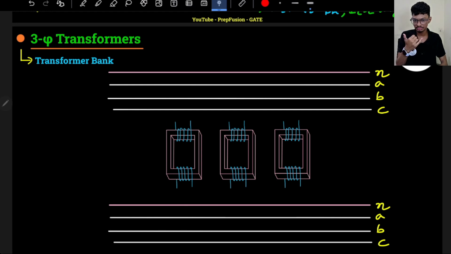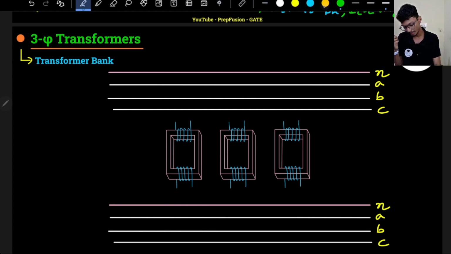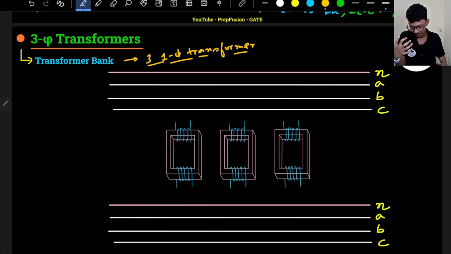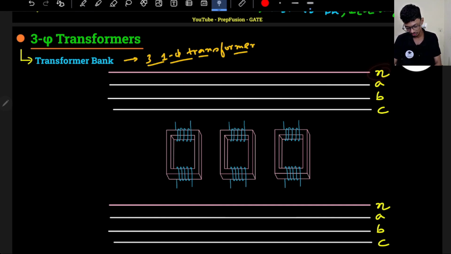I have three phases. So what I will do, I will buy three single phase transformers. So it is not a single unit now. Three different single phase transformers I will buy. That is known as a transformer bank, and I will connect each phase. Let's say this is neutral. So neutral will be connected with everything.